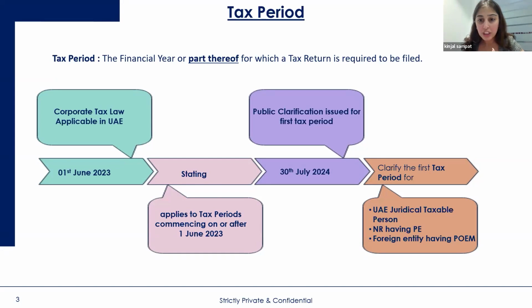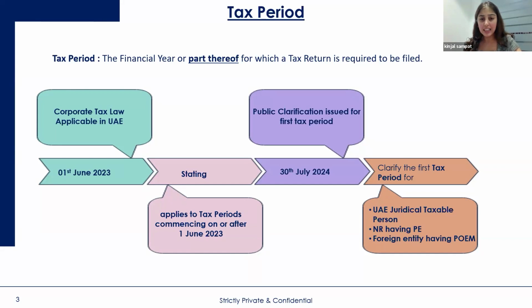Taking you all through the journey of determining the first tax period and some of the important dates. The most important being 1st June 2023, which is the date from which corporate tax became applicable. A critical aspect in relation to tax period is that the corporate tax law specifically mentions that it would apply to tax periods commencing on or after 1st June 2023. Now, what is a tax period? That is also again clarified in the corporate tax law itself, which states that financial year or a part thereof for which a tax return is required to be filed would be the tax period of the company.